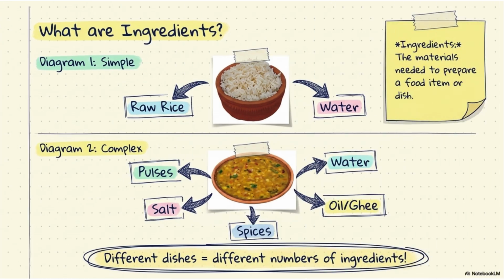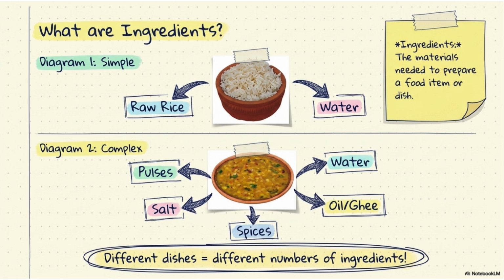Slide 2. Before we can figure out where our food comes from, we need to understand what it's made of. Whenever you eat a meal, you're eating a combination of different materials. In science and in cooking, we call these materials ingredients. Let's look at a really simple example. If you want to make a bowl of plain boiled rice, you only need two ingredients, raw rice and water.